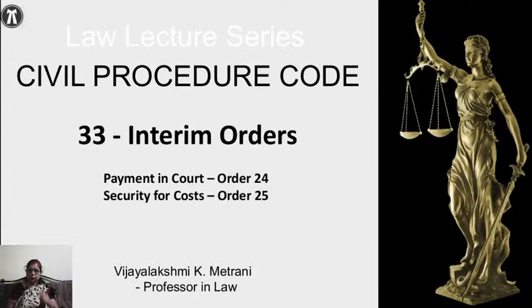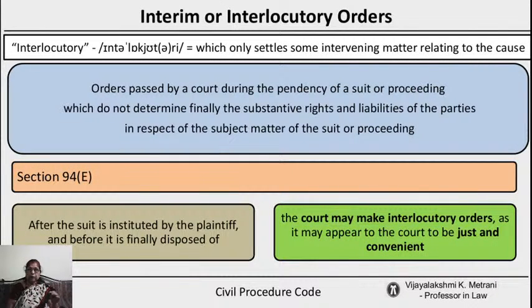Out of that, today we will be discussing two interim orders. One is payment in court, order 24, and security for cost, that is order 25. What is an interim order, or what is an interlocutory order? Interlocutory means which only settles some intervening matter relating to the cause. So whatever the cause of action is, according to that he has filed a suit, some matter which relates to the cause will be decided only in part.